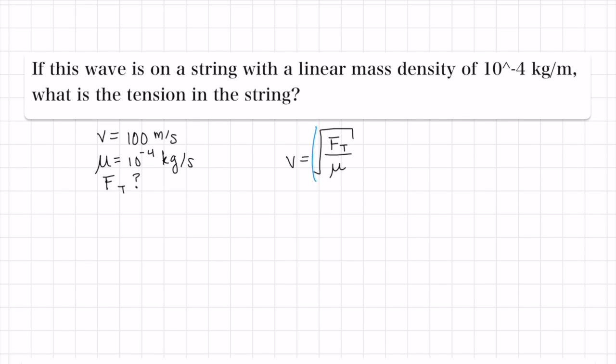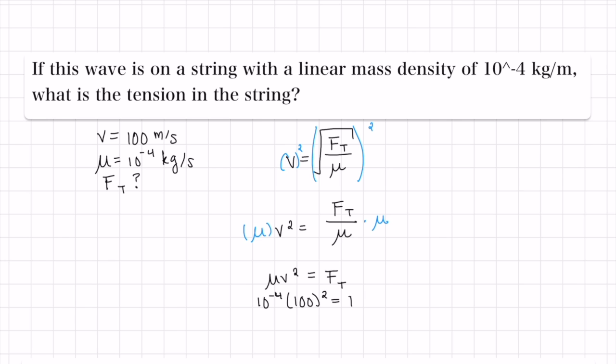We're going to square both sides to get rid of the square root. We have V squared equals F_T over mu, and then we'll multiply both sides by mu to get that out of the denominator. So we get mu V squared is our force tension, and then we have 10 to the minus 4 times 100 squared, and that is equal to 1 Newton.